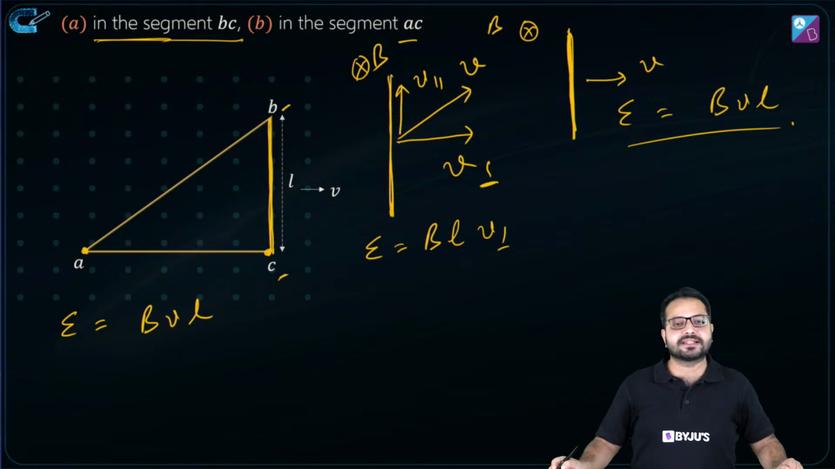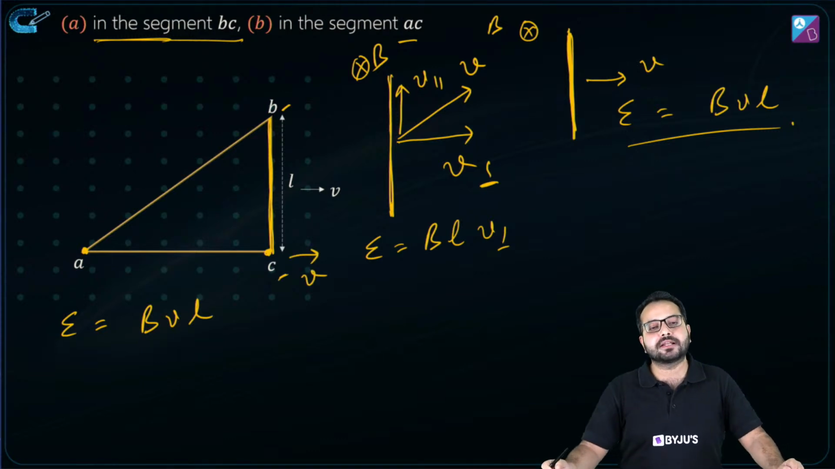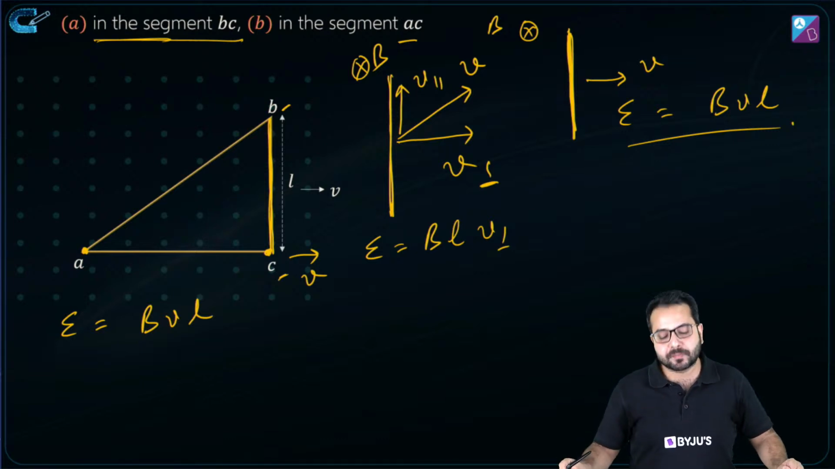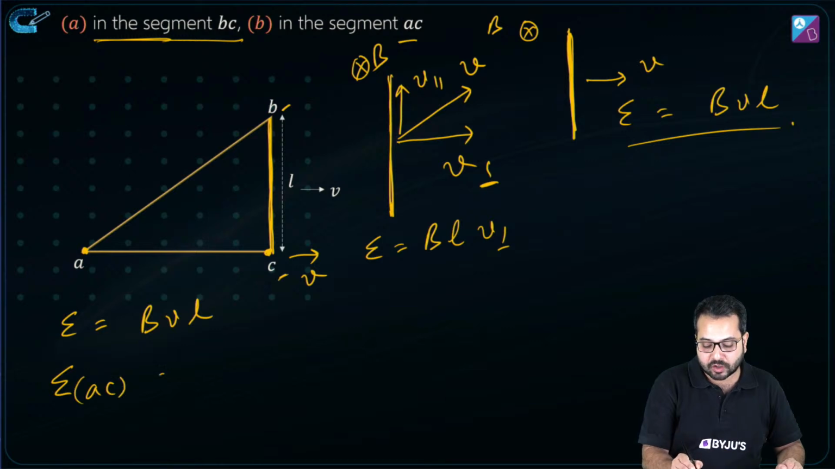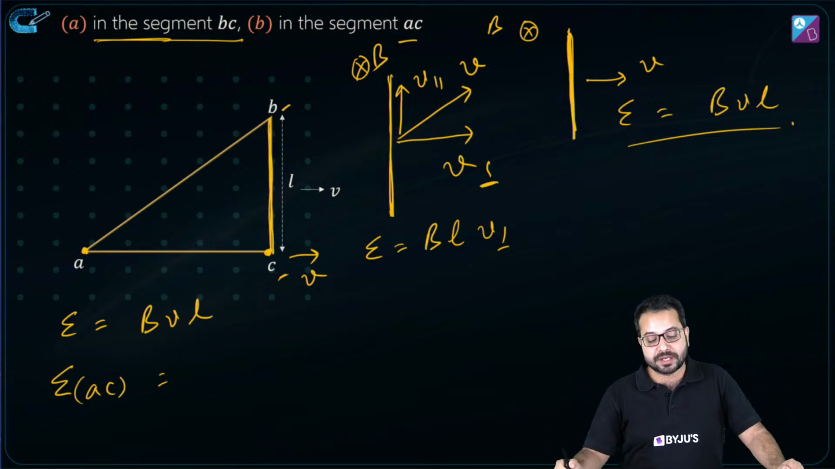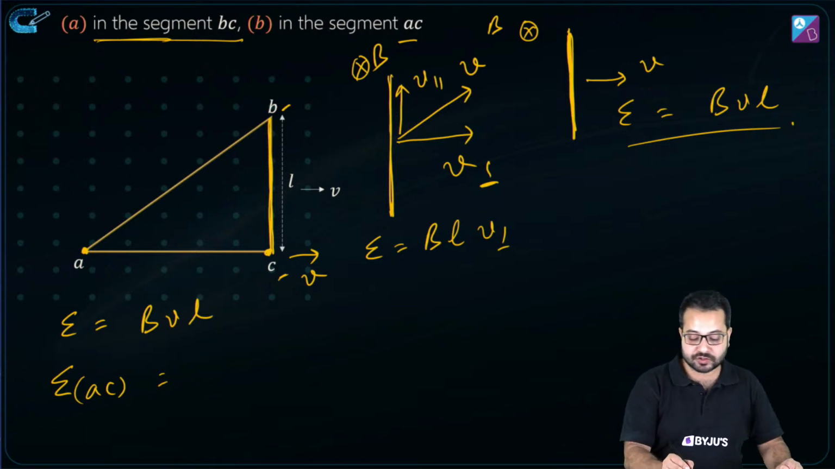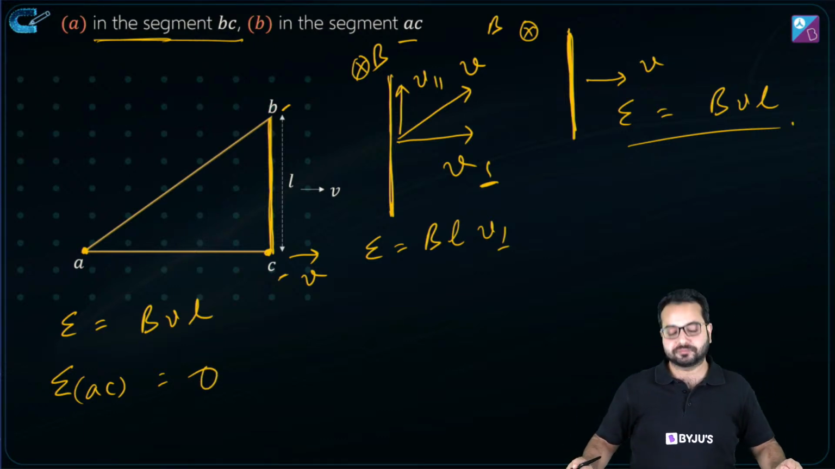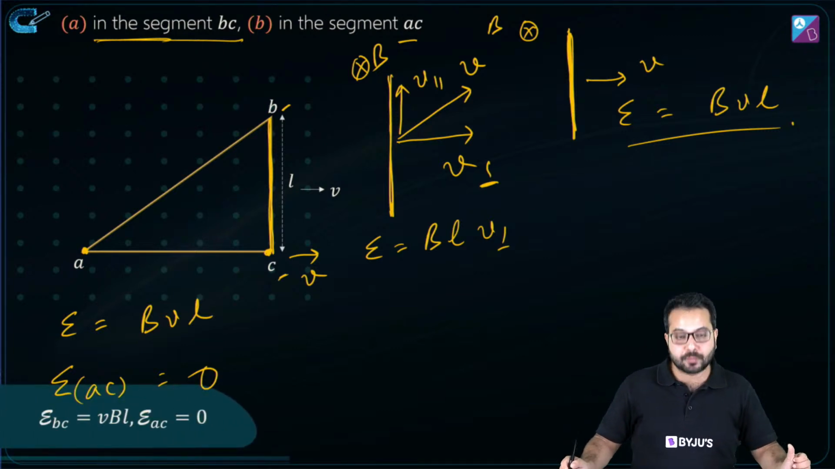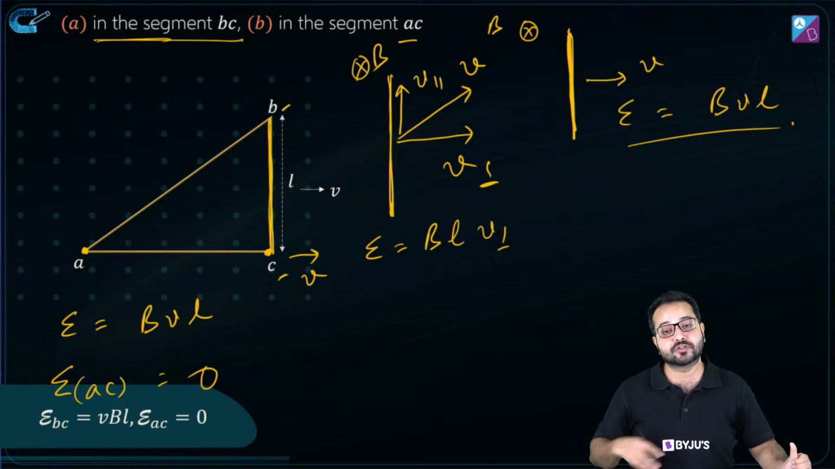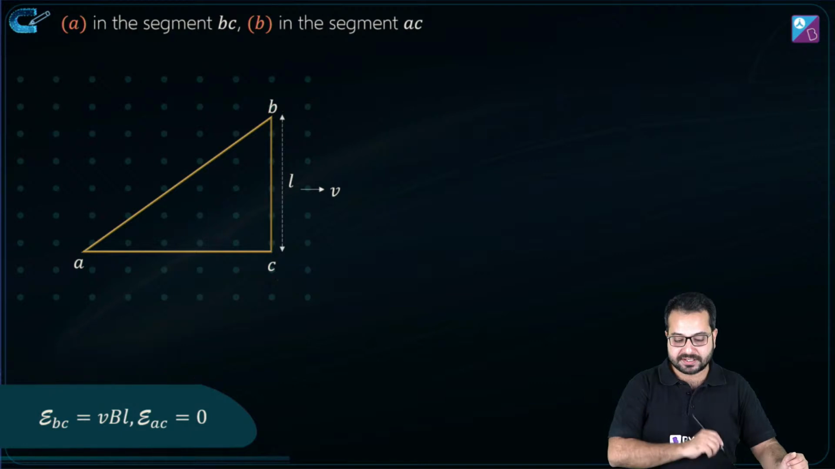Now we also have to talk about segment AC. For segment AC, the velocity is going to be parallel to the length. There is no component of velocity perpendicular to the length, which means the EMF induced across AC is going to be BL into 0, because the perpendicular component of velocity is 0. So this is going to become 0. Is that clear? Any problem here? So the EMF induced in BC is going to be BVL and the EMF induced in AC is going to be 0. Perfect. I hope this is clear.